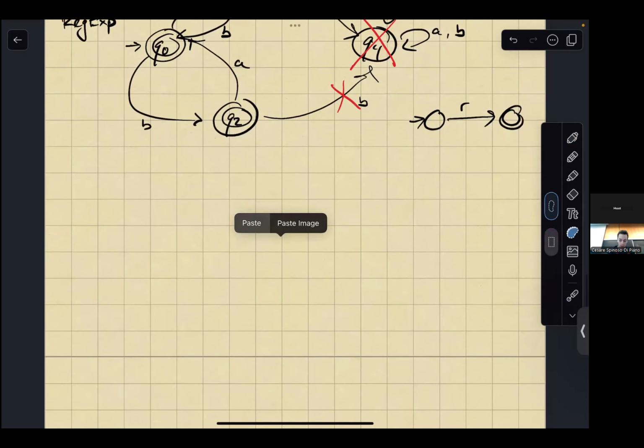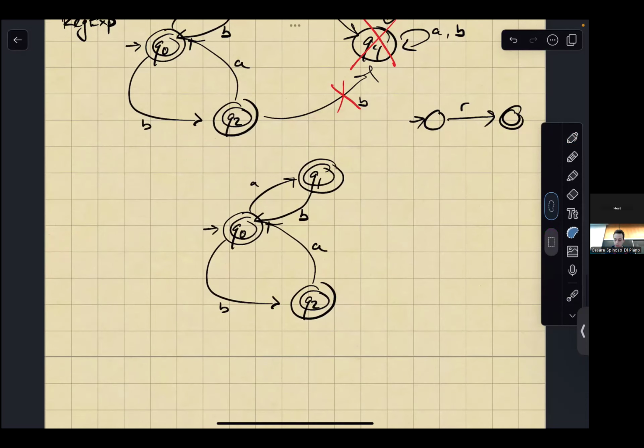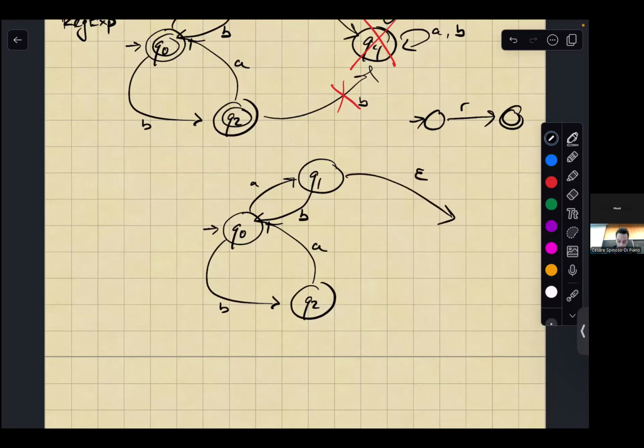Well, now it's no longer a DFA, it's just an FA. The other problem is I have 3 accept states. So what's a trick to take n accept states and have just 1? Well, you just use epsilon transitions. So you say, these states are no longer going to be accept states. I'm just going to have an epsilon transition to an accept state.